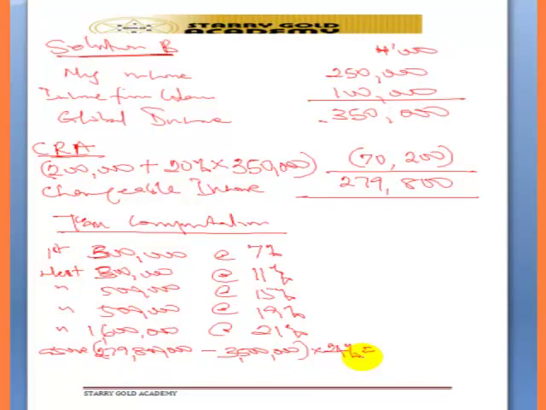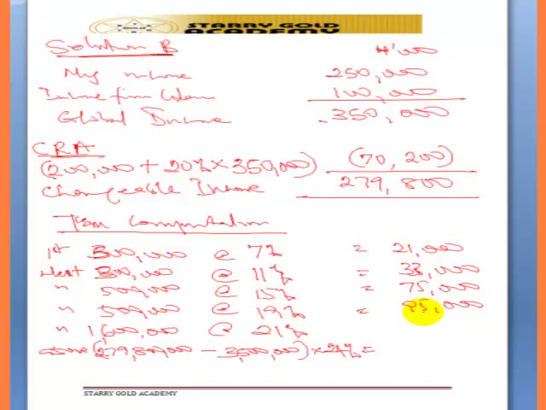The answers: 300,000 multiplied by 7% is equal to 21,000. 11% multiplied by 300,000 is 33,000 naira. 500,000 multiplied by 15% is 75,000 naira. 500,000 multiplied by 19% is equal to 95,000 naira.